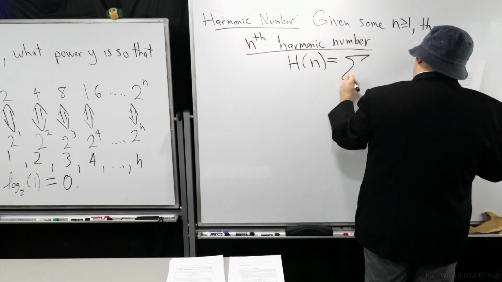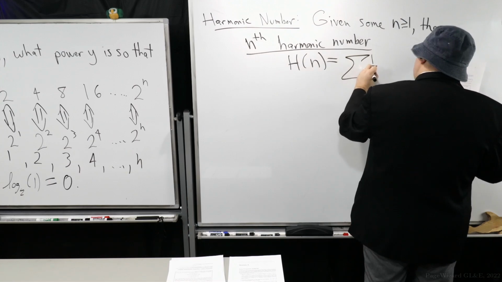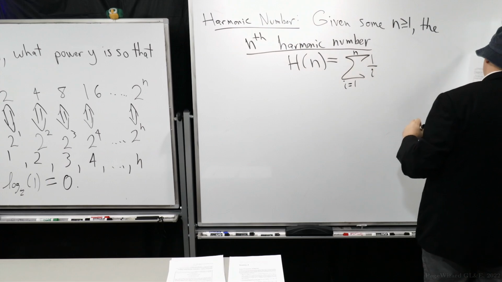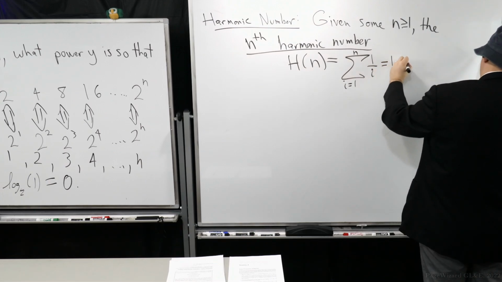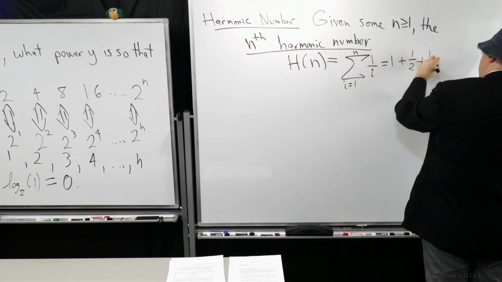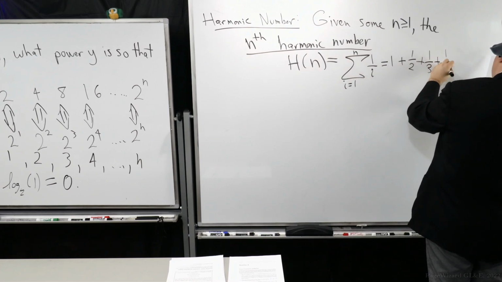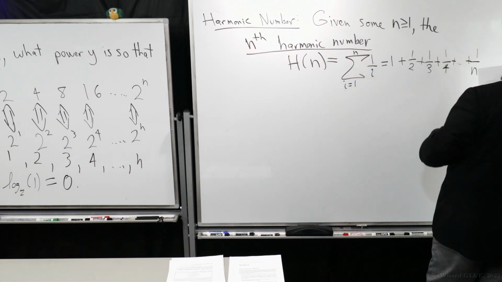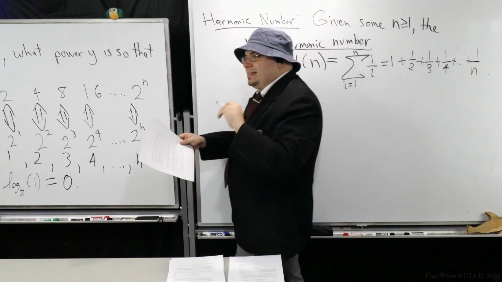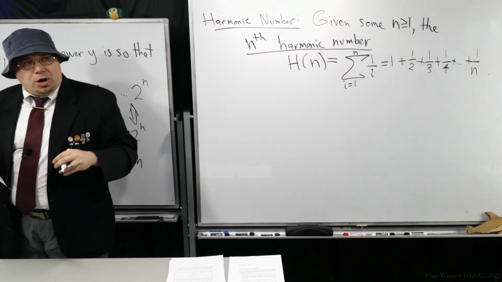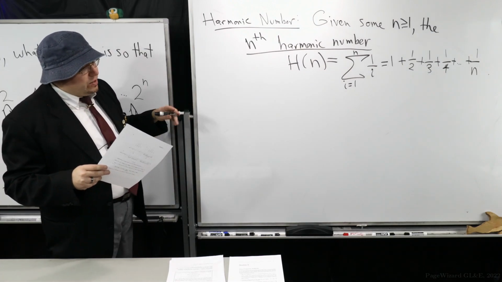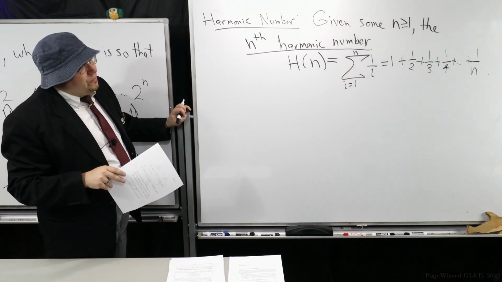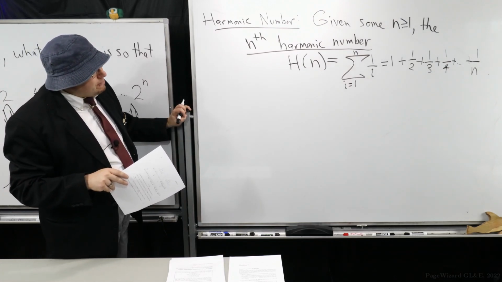is equal to the sum from i equals 1 to n of 1 over i, which is just 1 plus 1/2 plus 1/3 plus 1/4, all the way up to 1 over n. That's what the nth harmonic number is. It's the finite version of the harmonic series. There's an infinite version of it as well, but it's just the nth or finite harmonic series.